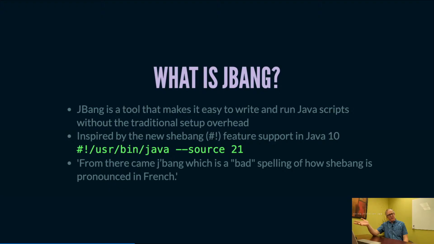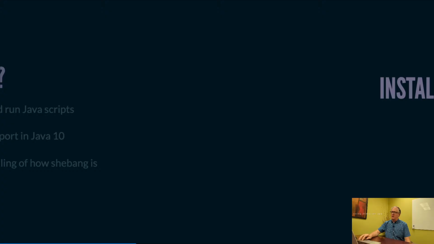This was written by a French guy, Max, Red Hat, or former Red Hat, now at IBM. It says, from there came JBang, which is a bad spelling of how the shebang is pronounced in French. So, I have listened to him speak, and he does pronounce it JBang, maybe for the benefit of English speakers. I don't know, but that's what we're going to go with.